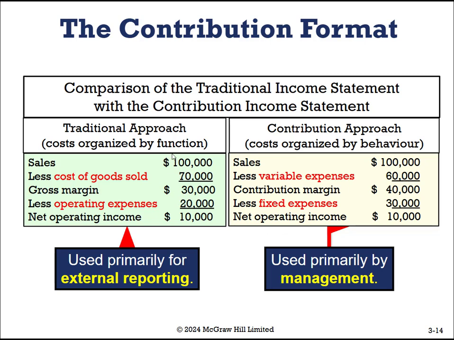So we're not eliminating any expenses. We are simply categorizing these expenses by their cost profile, their cost behavior, and splitting them into variable or fixed expenses. So we have our sales less our variable costs equals 40,000, which is our contribution margin, minus our fixed expenses gives us net operating income of 10,000. So same, but different. Let's look at an example.